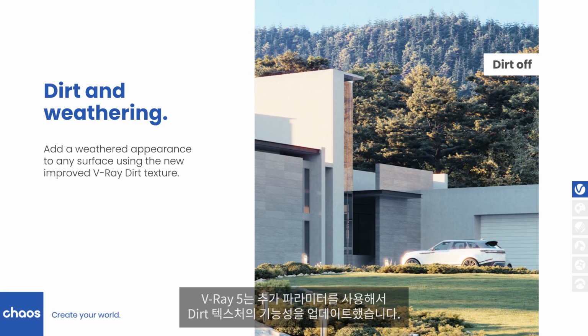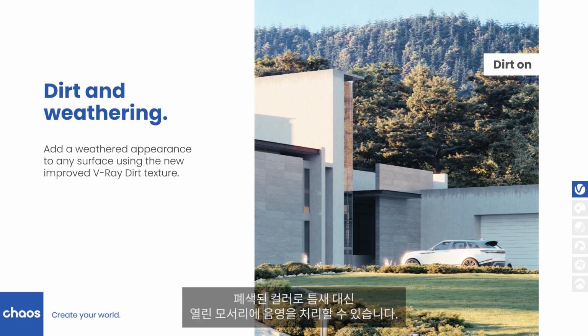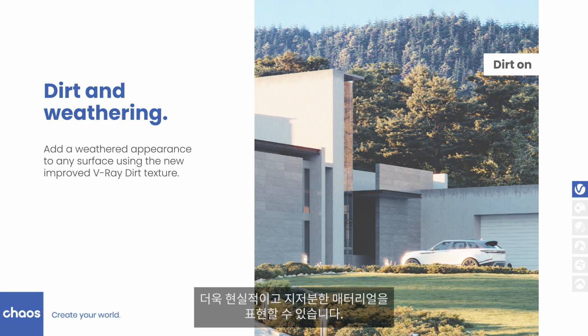In V-Ray 5, we updated the dirt textures functionality with additional parameters. Now, it employs both ambient and inner occlusion modes, so that you can shade open corners instead of crevices with the occluded color. As a result, you can easily create procedural weathered streaks and dirt in crevices to create even more realistic and grimy-looking materials.